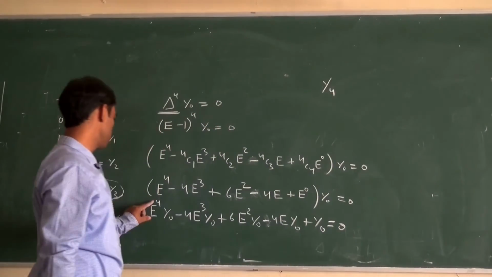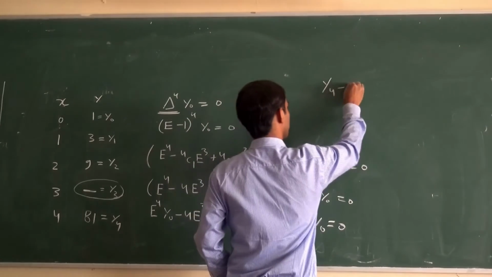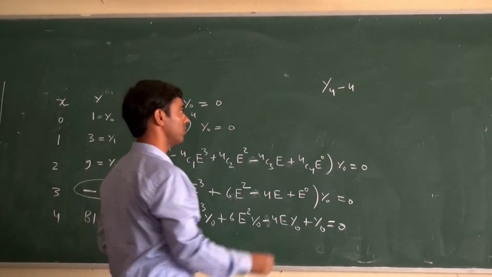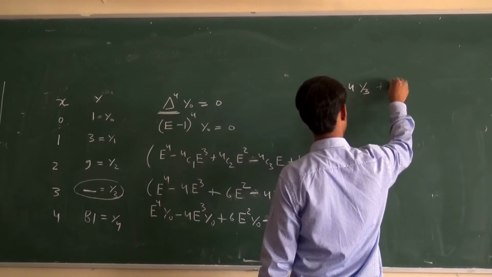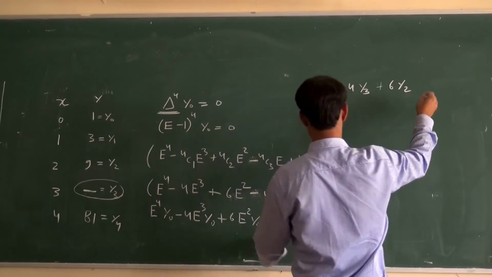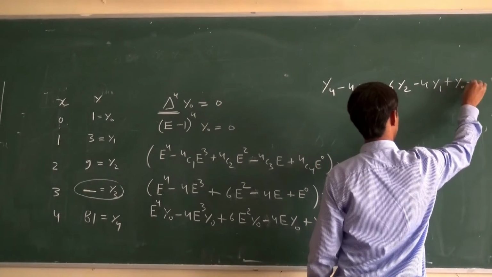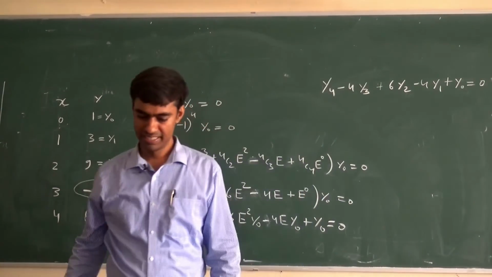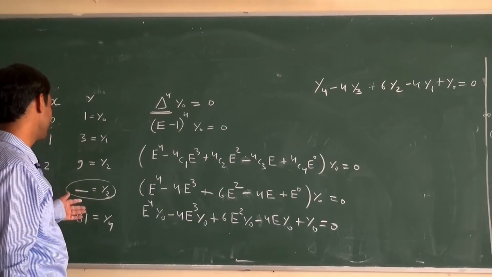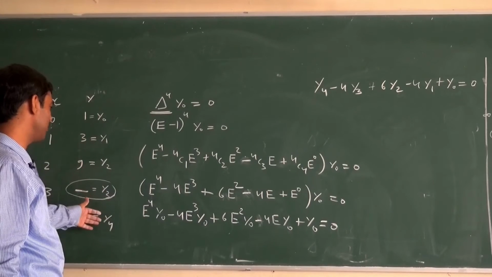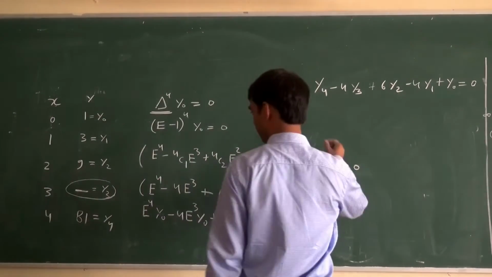This becomes y4 minus 4 y3 plus 6 y2 minus 4 y1 plus y0 equal to what? Equal to 0. Now we have the values of y0, y1, y2 and y4. The only unknown value is y3.